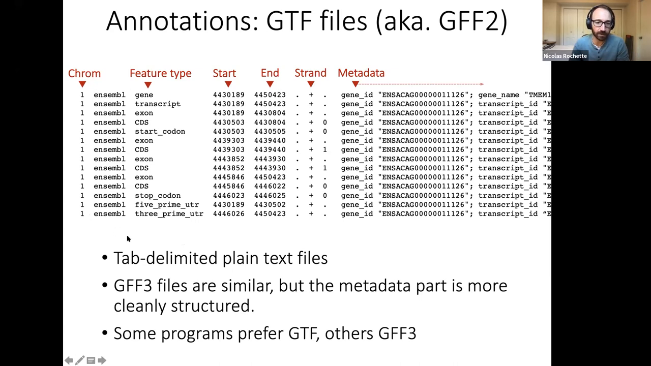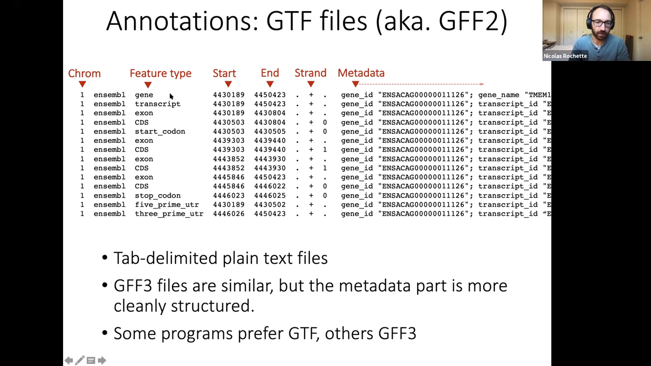They're TSV files, so they're tab delimited plain text files, and they have a bunch of columns like this. Each line corresponds to one feature. A feature can be one of different things: it can be a gene, a transcript, an exon, a part of a CDS. It can be smaller things like a stop codon or start codon. And it can be other types of feature like a 5' UTR, a transcription factor binding site, a TATA box, it could be anything really.